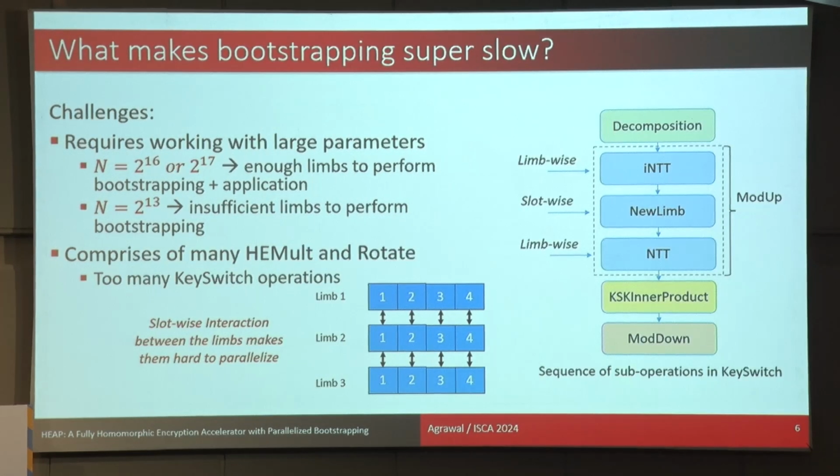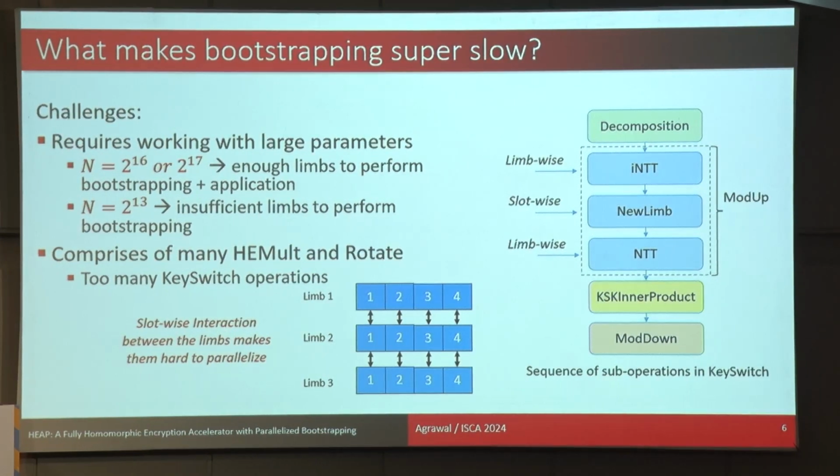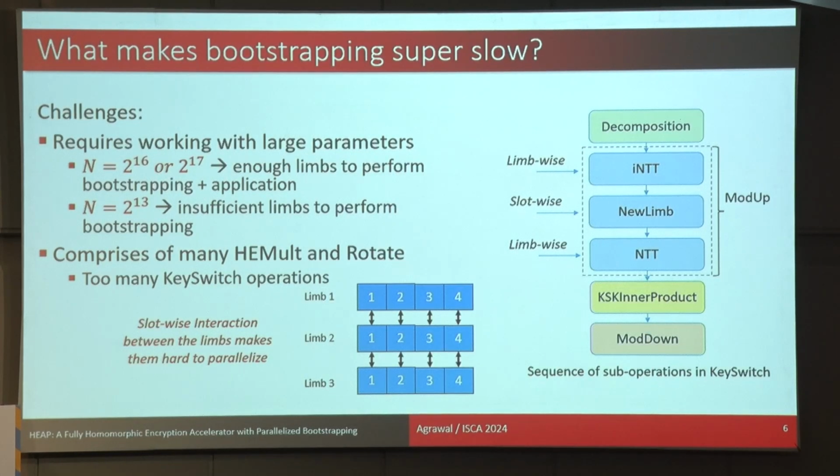And second, the bootstrapping operation comprises HMult and rotate operations, which require performing key switch operations. If we look at the sub-operations in the key switch operation, some operations are limb-wise and some are slot-wise. Limb-wise operations can be done independently on the limbs of the ciphertext and are thus easy to parallelize. But slot-wise operations require interaction between the slots of the limbs and are hard to parallelize. So if different limbs are scheduled on different compute devices, the communication between these devices will be very high to meet these data dependencies.